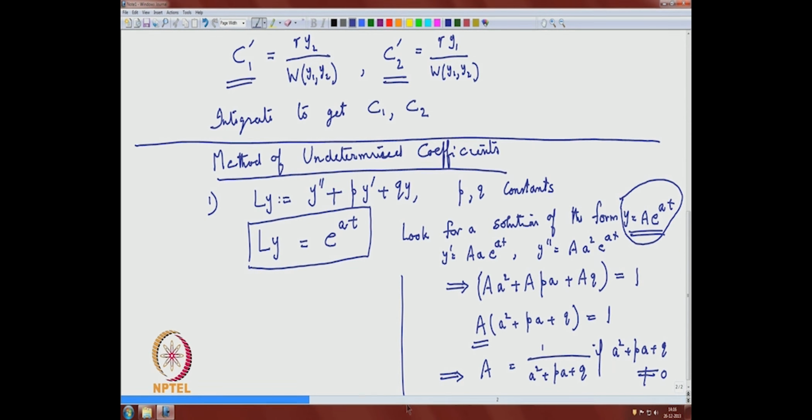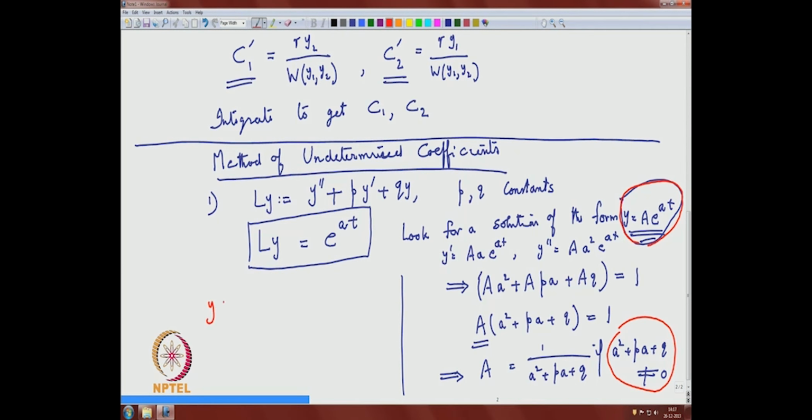This is a thing which we will see again, a kind of resonance type. If you have a right hand side e power at, then you are proposing a solution to the non-homogeneous equation of the form e power at, and only that e power at should not be a solution to the homogeneous equation, that is the minimum thing. Exactly, e power at should not be a solution to the homogeneous equation is the condition that a square plus p a plus q is not equal to 0.